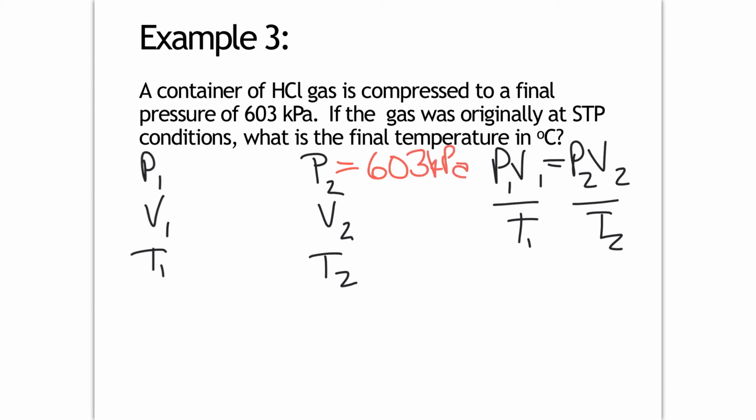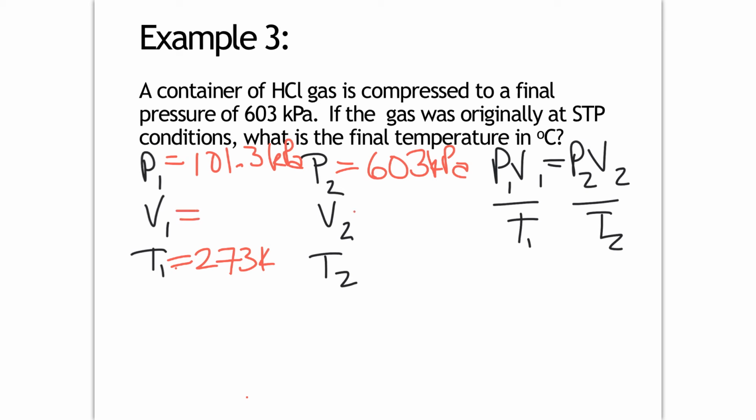If the gas was originally at STP conditions, STP stands for standard temperature and pressure, and we said that standard temperature and pressure means 1 atmosphere equivalent and 273 K. So we already know the answer to some of this. So this is 273 K. And the equivalent pressure in kPa for STP is 101.3 kPa. Now you can look that up, or it's at the top of your worksheet.